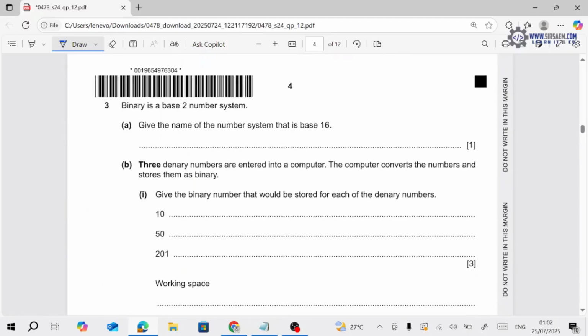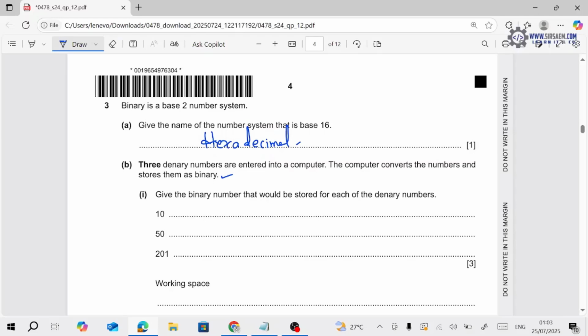So now binary is the base 2 number system. Give the name of the number system with a base of 16. We have over here the hexadecimal system. So the hexadecimal system is base 16, just like base 10 is the decimal system. Three denary numbers are entered into a computer. The computer converts the numbers and stores them as binary. Give the binary number that would be stored for each of the denary numbers.